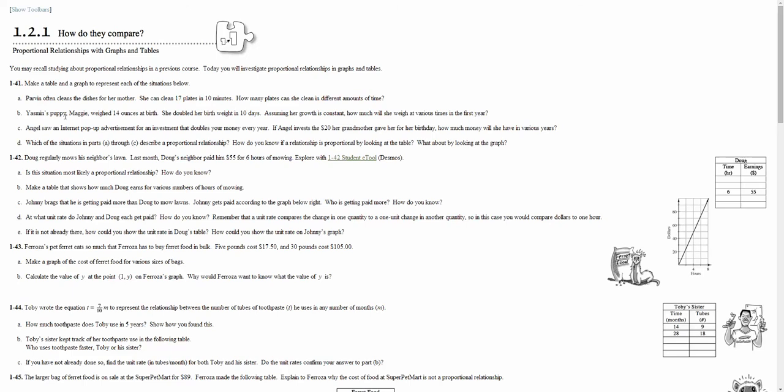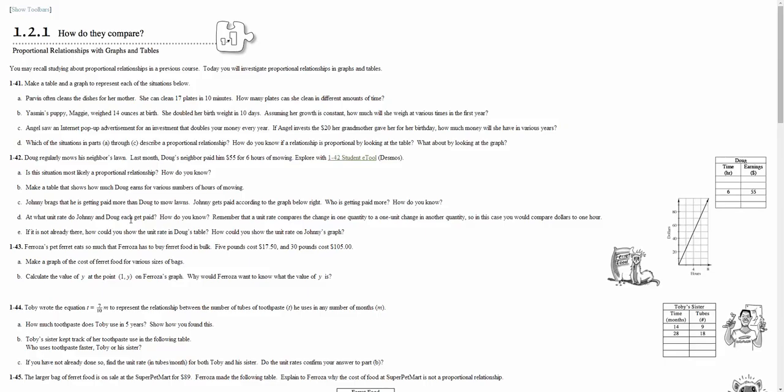And I'll let you try to figure out for Angel what's going on there. Keep in mind, doubling is not just adding 20 every time. It's 20 to 40 to 80 to 160. So try graphing that out and seeing what happens there. Okay?